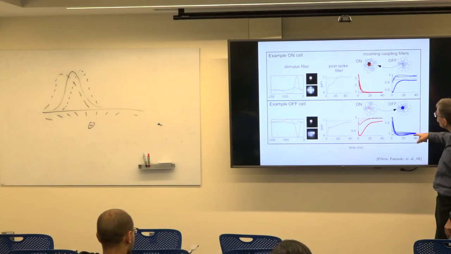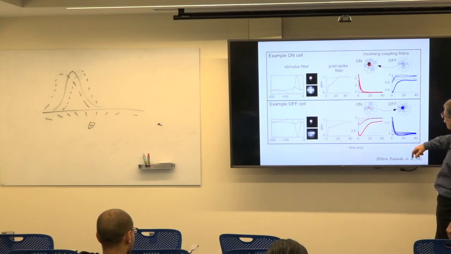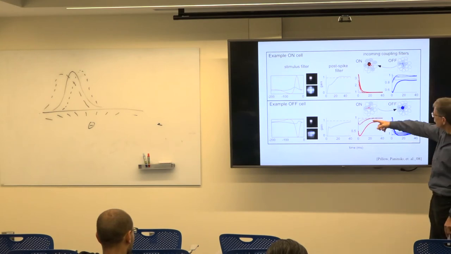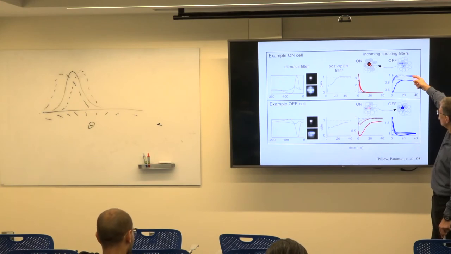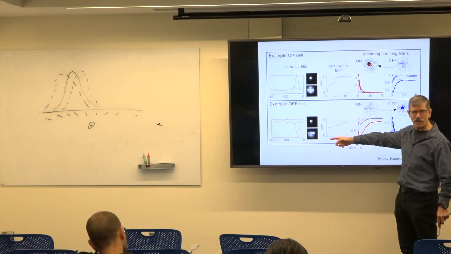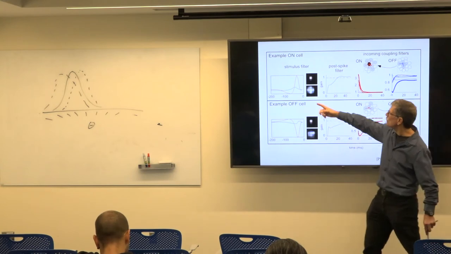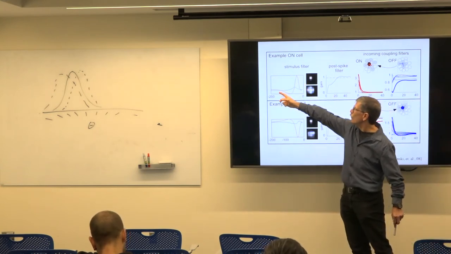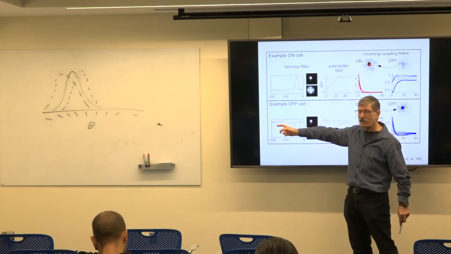These are the coupling filters. This is off to off, this is on to off, this is on to on, and this is off to on, what you measure. The post-spike filters get fit to look just like the old ones, with a refractory period. The temporal impulse responses look much like they used to, which is to say, I'm on center, but way in the past I'm off center. And here I'm off center, but way in the past I'm on center.